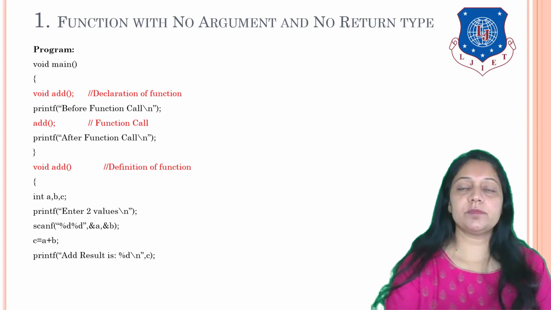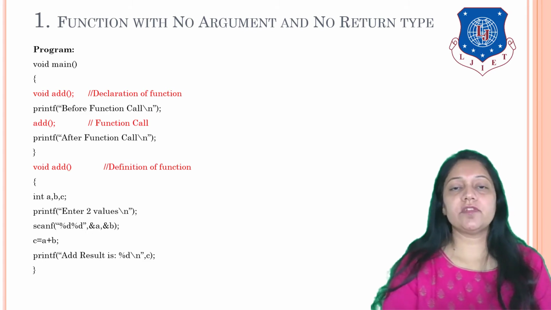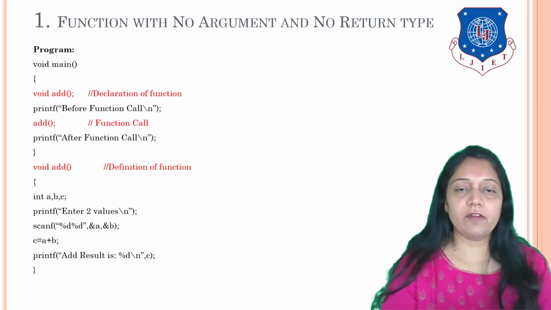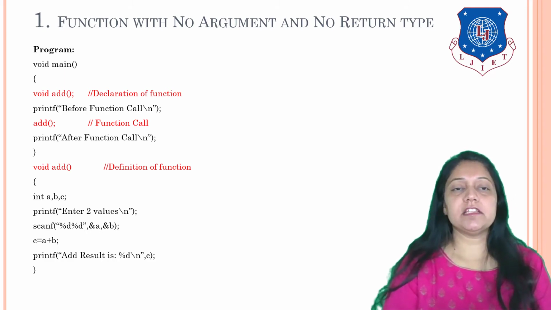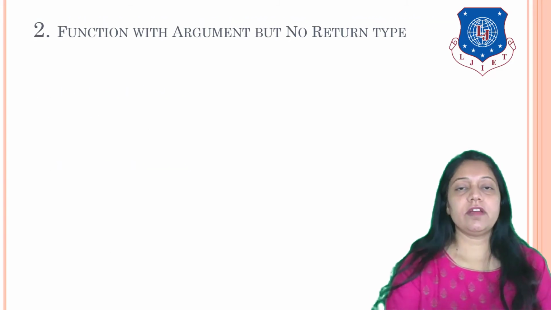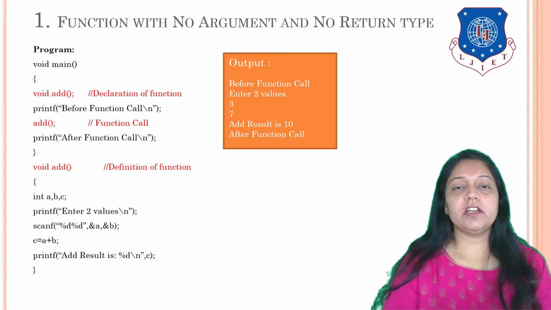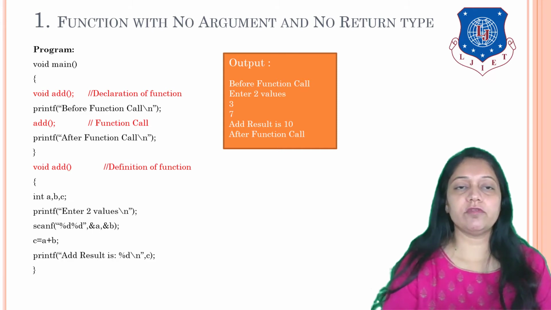And this value is displayed inside the function. So whenever this function is called, two values will have to be inputted and the addition would be performed and the result would be displayed in the function itself. Okay, so whenever you execute this particular program, you will get the output as before the function call because of the first printf statement inside the main.